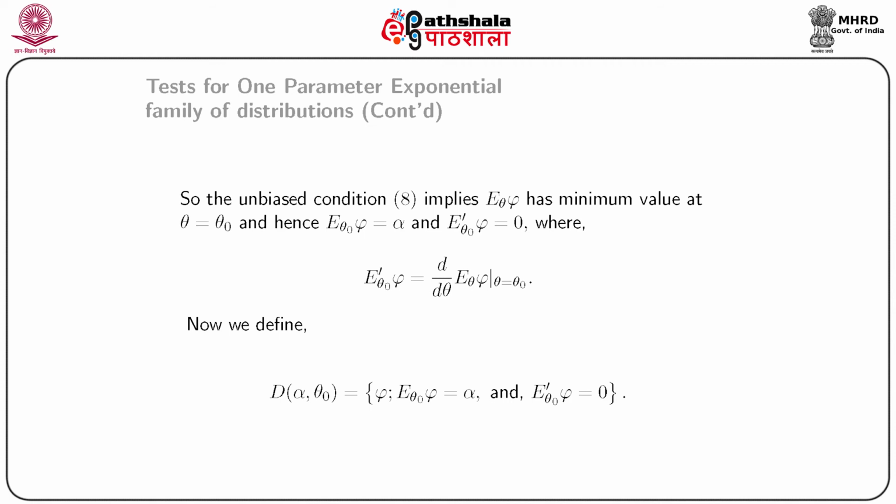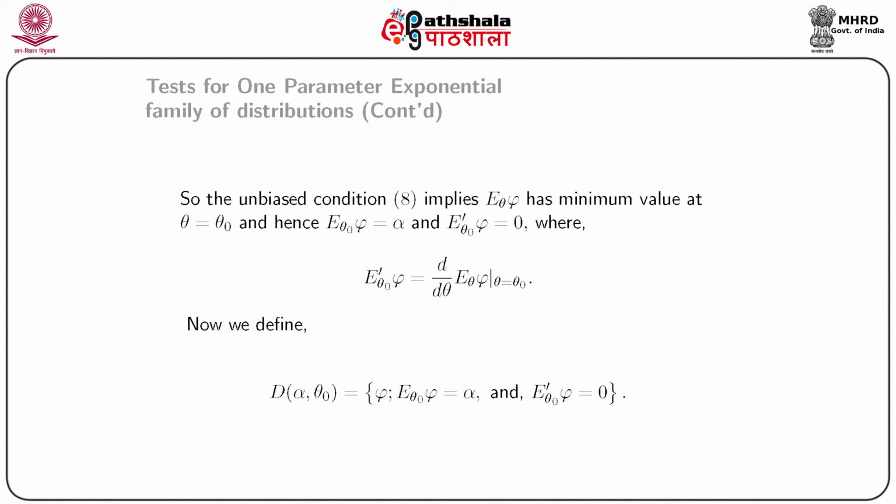This is due to continuity, and the derivative of the expectation of psi under theta naught, E prime psi under theta naught, is equal to 0, where E prime is the derivative of the expectation of psi at theta equals theta naught. This is so because E theta psi has a minimum value at theta equal to theta naught.